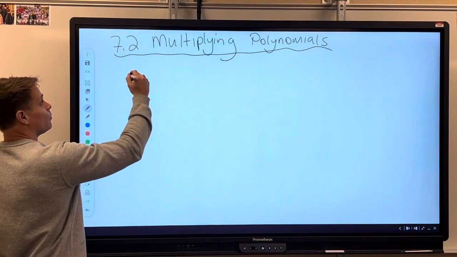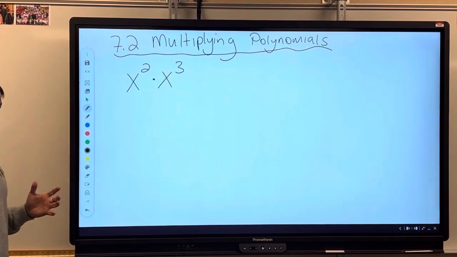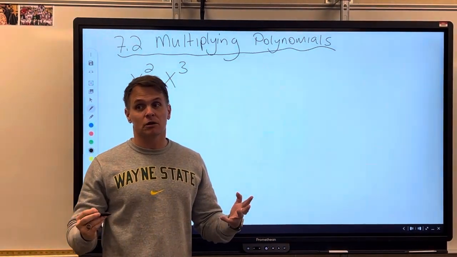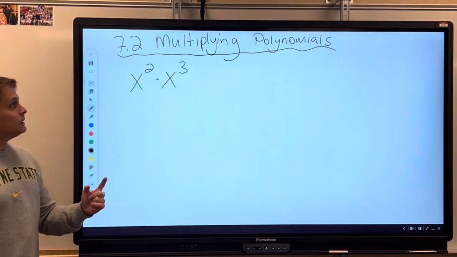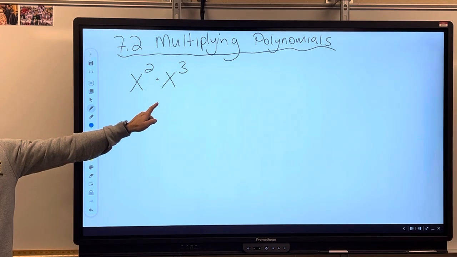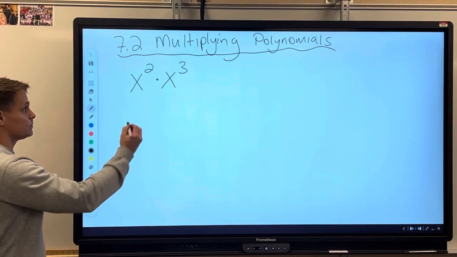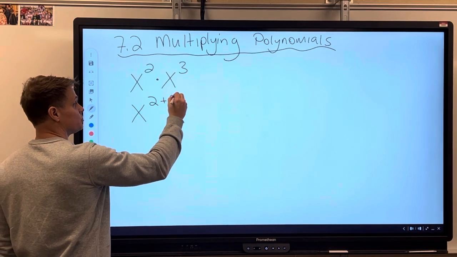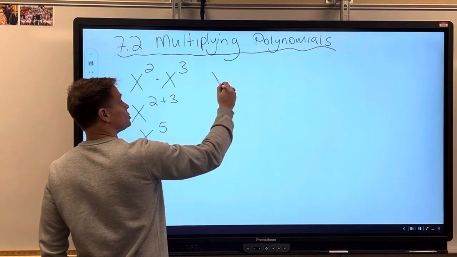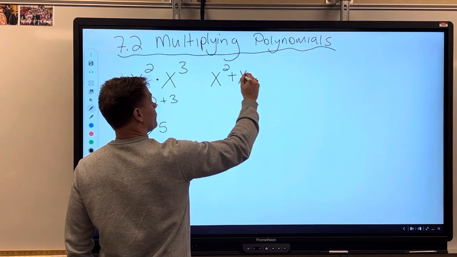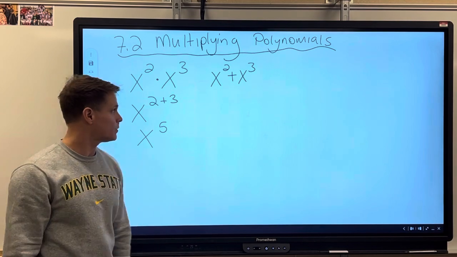So for example, we have x squared times x to the third. Terms don't have to be like terms for us to multiply and divide. They do have to be like terms to add and subtract. So these are not like terms, but it doesn't matter, because we would multiply these two together and add the exponents. So 2 plus 3, we'd get x to the fifth. If we tried to add x squared plus x to the third, you can't add them because they're not like terms.